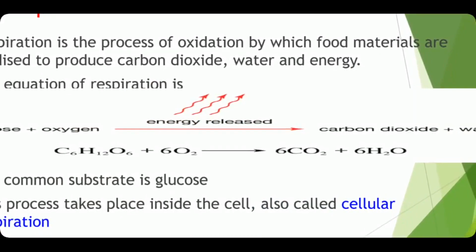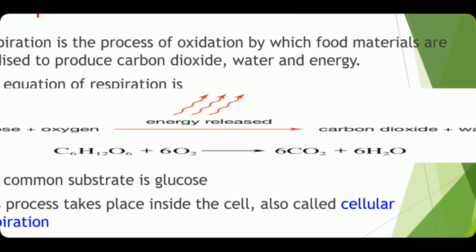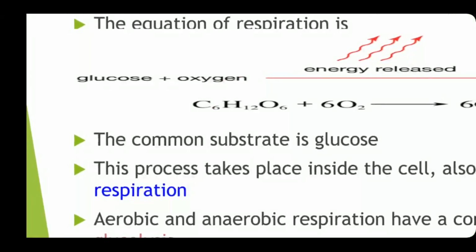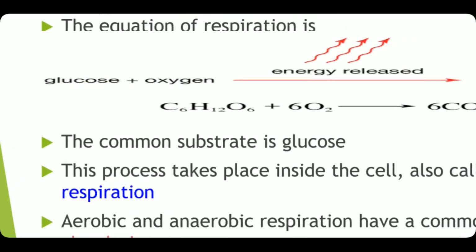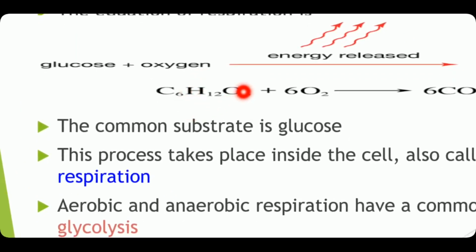So this equation is coming again and again. So what is that equation? Actually, glucose is like food in the body. So this is glucose plus oxygen. And here you can see the formula of glucose, C6H12O6 plus 6O2.